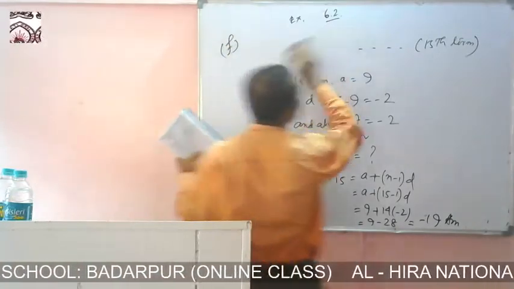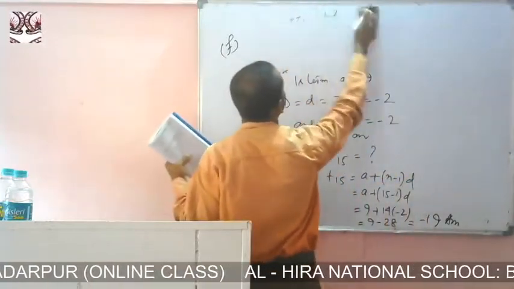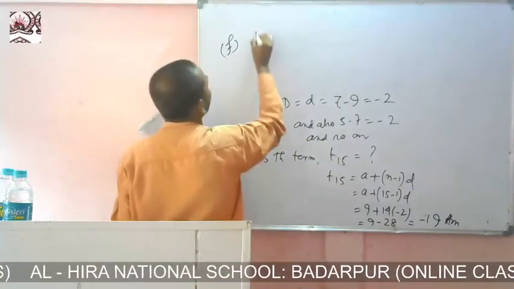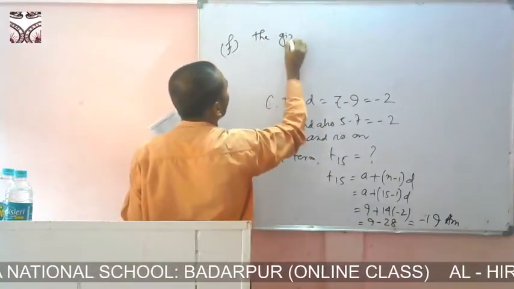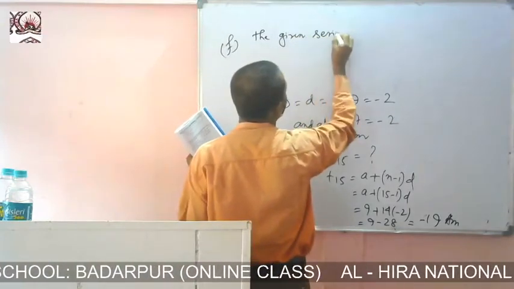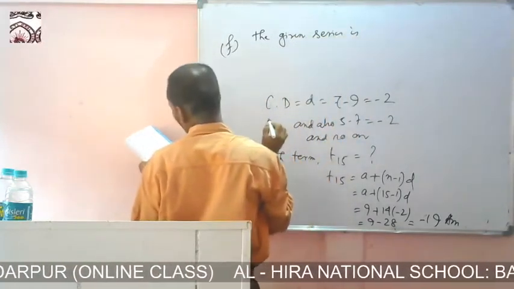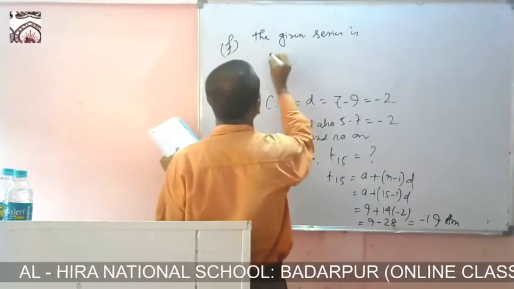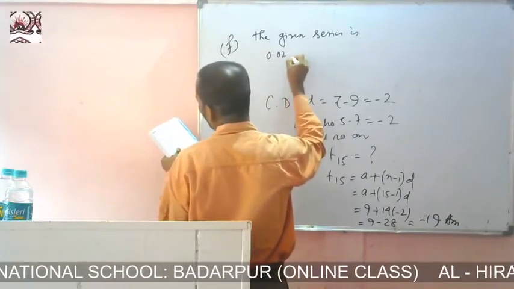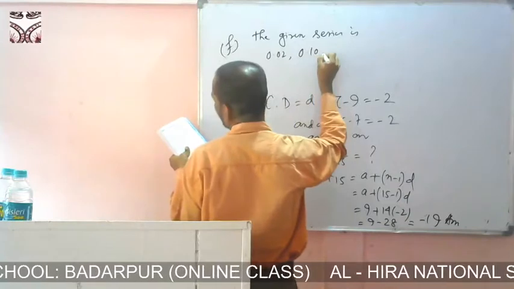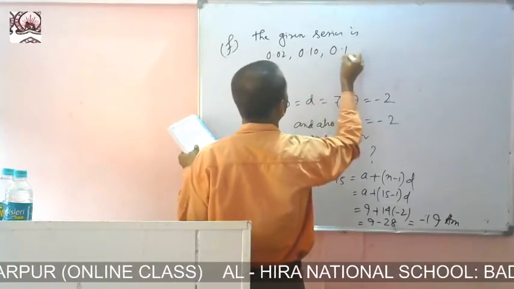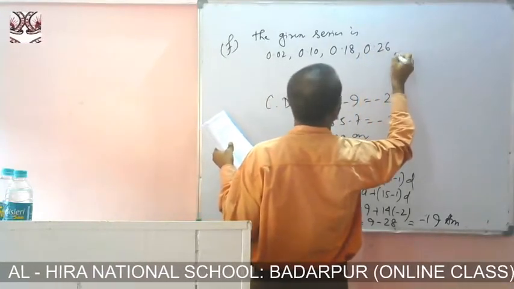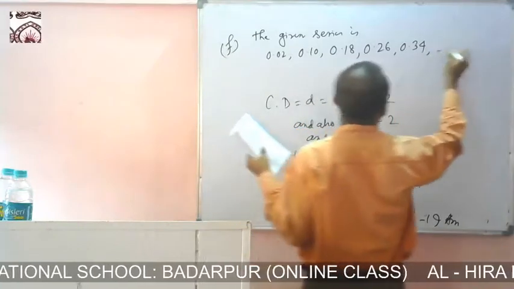The given series is 0.02, 0.10, 0.18, 0.26 and 0.34, and so on.